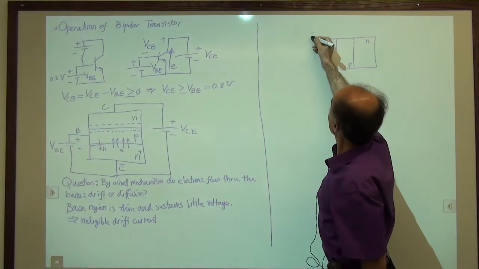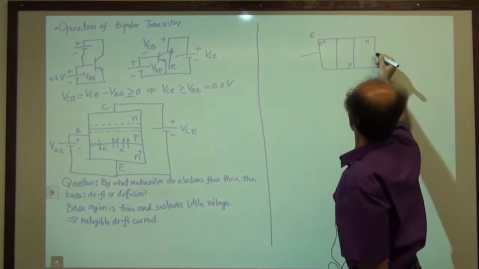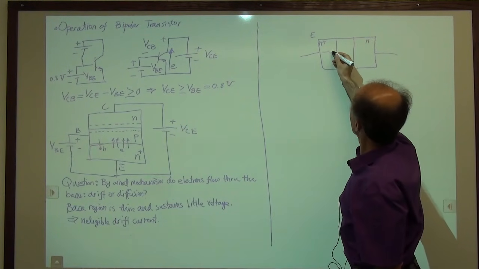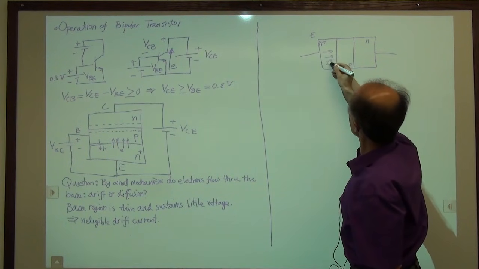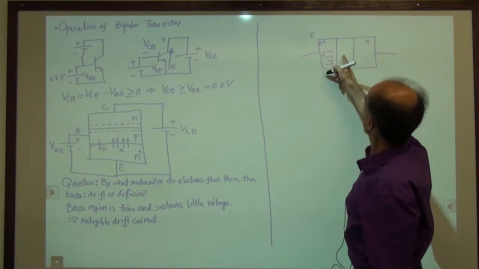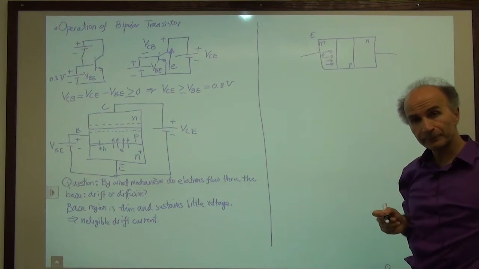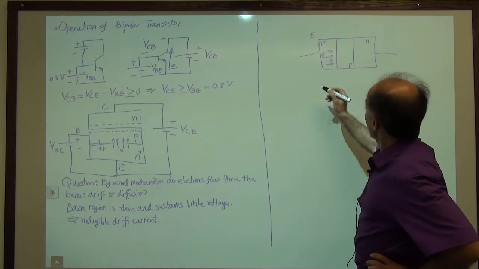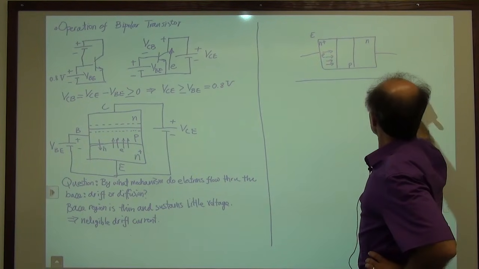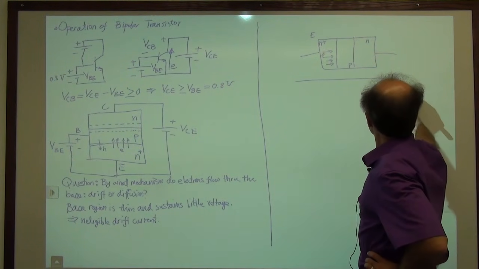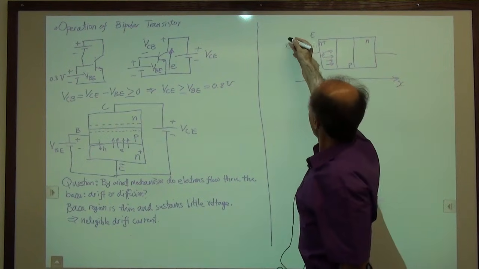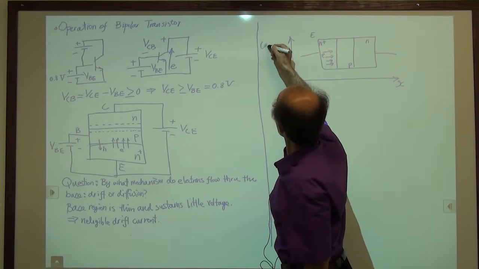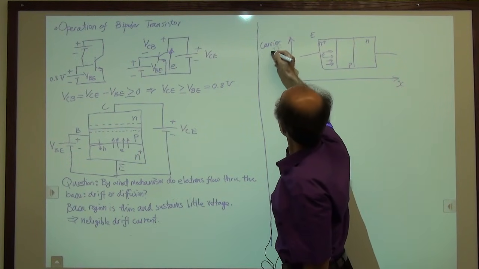So this is what we have. Emitter on this side, base and collector. So electrons are taking off from the emitter. These are all electrons going from left to right, going through the base, going to the collector. Okay, so now I would like to plot the concentration of charge carriers as a function of distance. So this is carrier density.